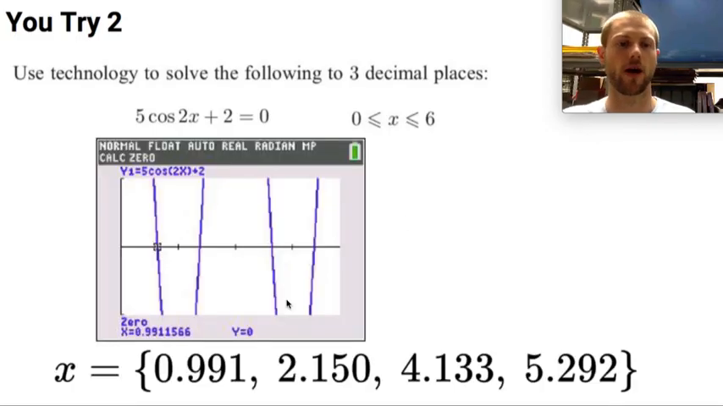And here is my solution. Here's a picture of what I was looking at, and all of the solutions out to 3 decimal places look like that down below. So hopefully it went all right.